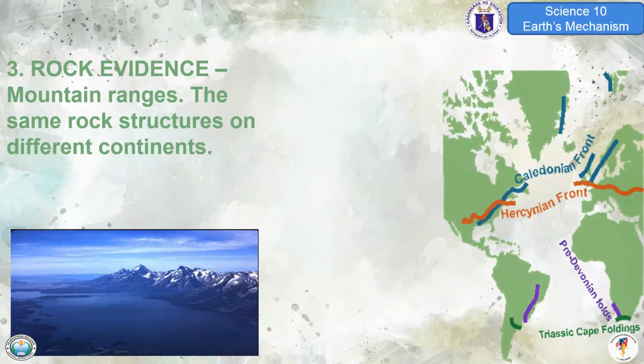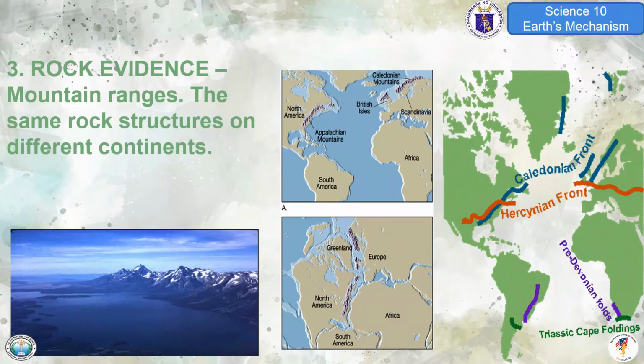The next set of evidence that supports continental drift theory is the rock evidence, or using mountain ranges. As you can see, mountain ranges separated by vast distances of oceans share the same characteristics, which goes to show that these mountain ranges once were next to each other.